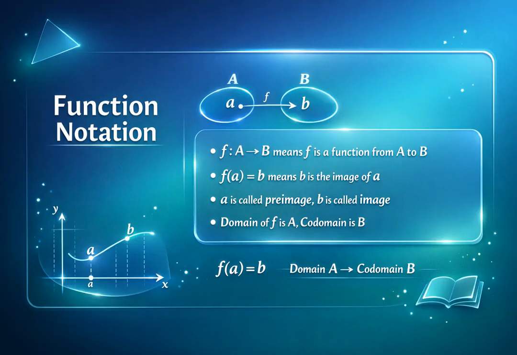Let's understand function notation. When we write f from A to B, it means f is a function with domain A and codomain B. If f of a equals b, we say b is the image of a, and a is the preimage of b. The set of all images forms the range, which is always a subset of the codomain.